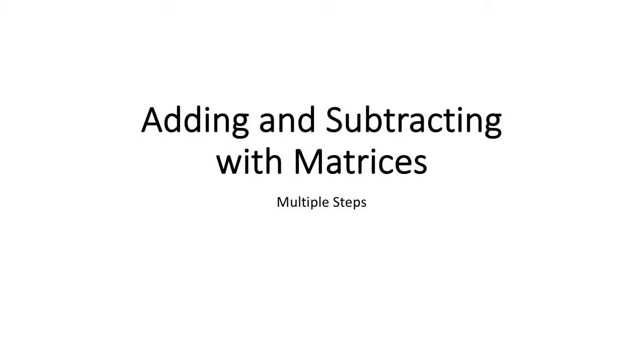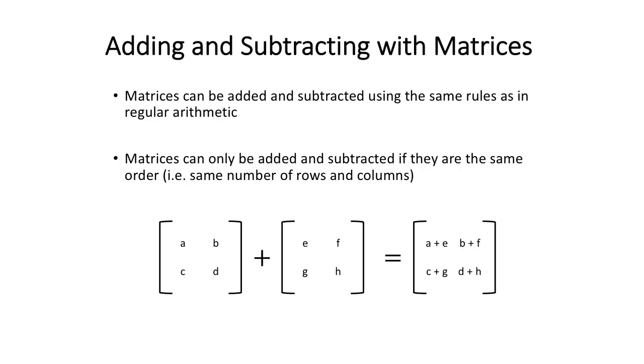This video will have a look at adding and subtracting matrices where we have three or more matrices that we are adding and subtracting. The matrices can be added and subtracted together using the same rules as normal arithmetic. You need to be aware though that matrices can only be added and subtracted if they have the same order. So that means they need to have the same number of rows and the same number of columns.